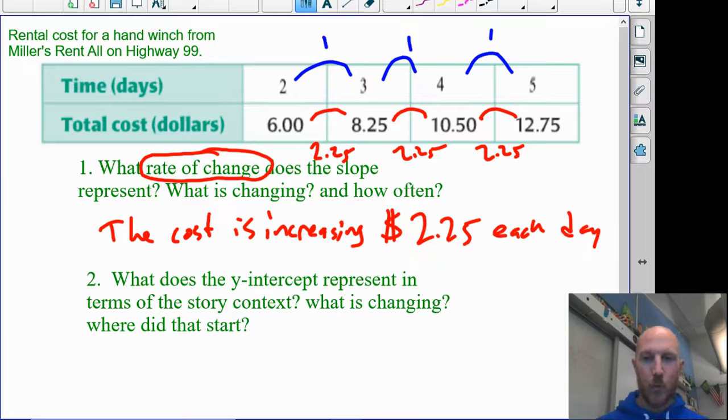And question two, what does the y-intercept represent in terms of the story context? Well, the y-intercept is always going to be a starting amount. So it's the starting cost. Like you go over to Miller's and they're like, all right, you want to rent a hand winch? You've got to pay this much money just to take it out of the store. And then the longer you keep it, the more that cost is going to go up. So what we need to do is find out, if we went backwards in the table, where did it start from at 0 days?